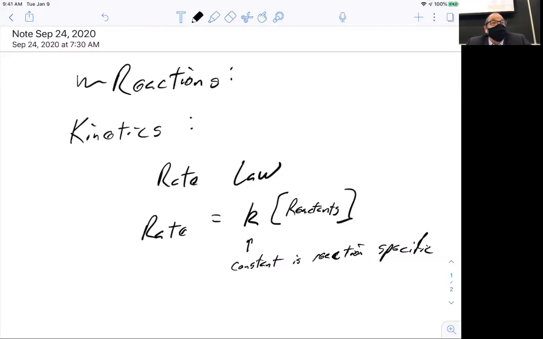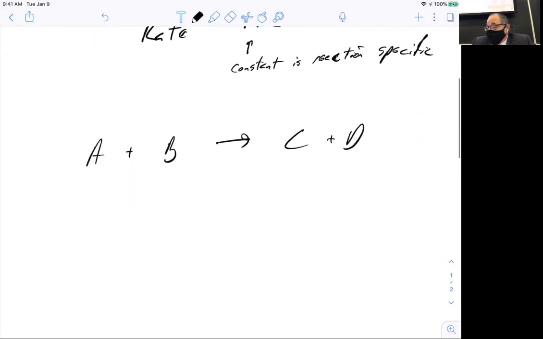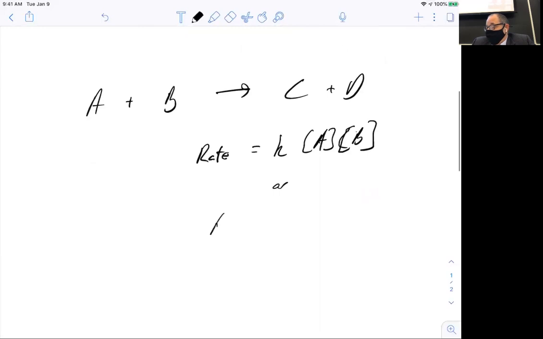For most of the stuff we're going to be doing in organic, we're not going to actually do the mathematics of this. What we're going to be looking at is if we looked at A plus B going to C plus D, what we want to know is, is this rate law something that is second order, right? Or is it something that is first order?